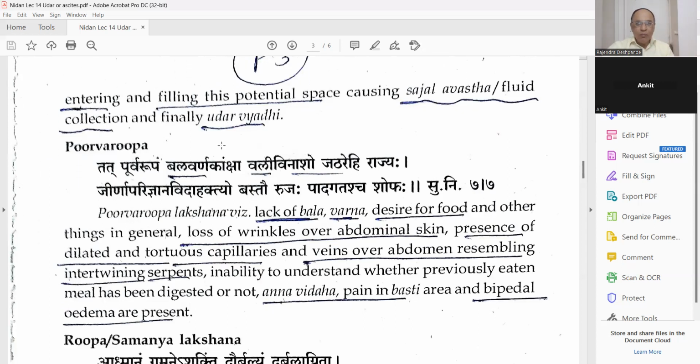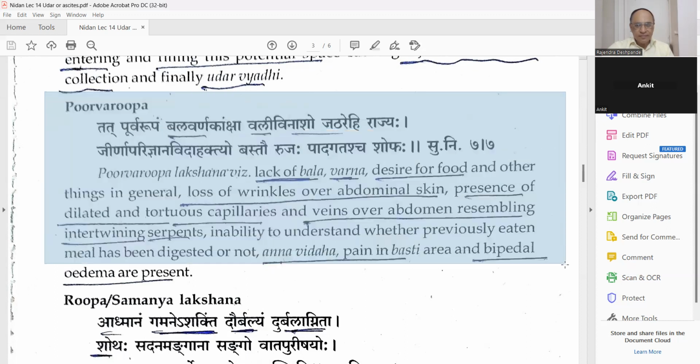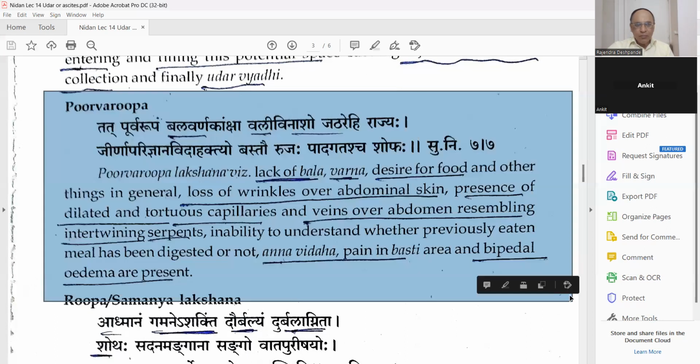Now we will talk about the Purva Rupa, the warning signals. Tat Purva Rupam Balavarna Kanksha Vali Vinasho Jatrehi Rajya. Jirna Pradjnana Vidahityo Bastu Rujaha Padagatascha Shofaha. This shlok is from Sushruta Nidanasthan, chapter number 7. Most important is a lack of strength.